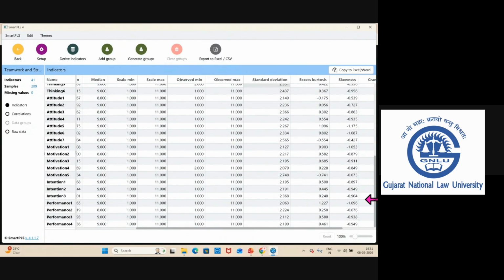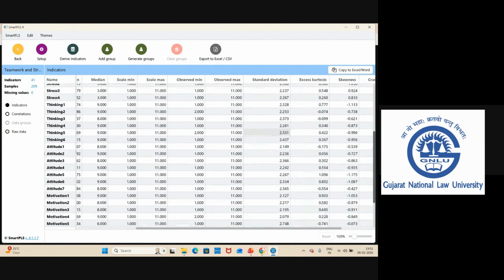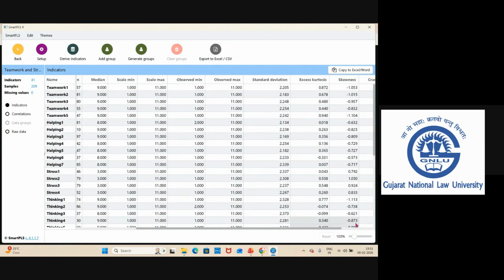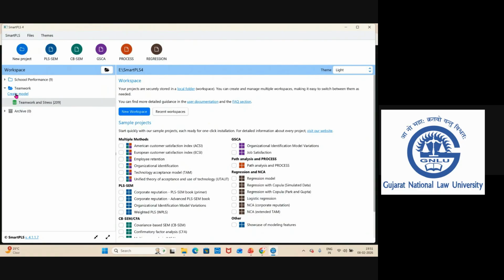Now you look at the data set. Indicator-wise, we are able to achieve normal distribution. Okay. Now just come to the raw data. This is the response that we got whenever we collected the data. Okay. This is the raw data. Now just go back. As we already collected the data and imported it, we are able to see that our data is distributed normally.